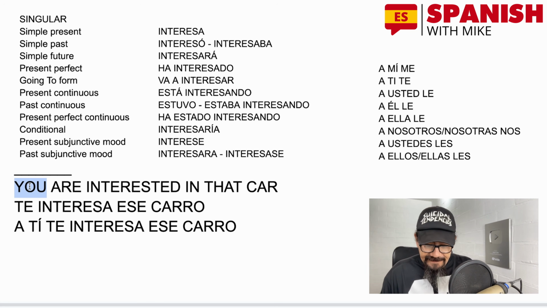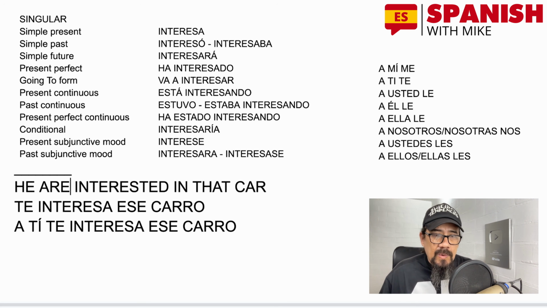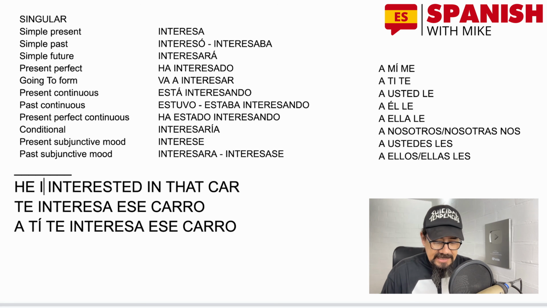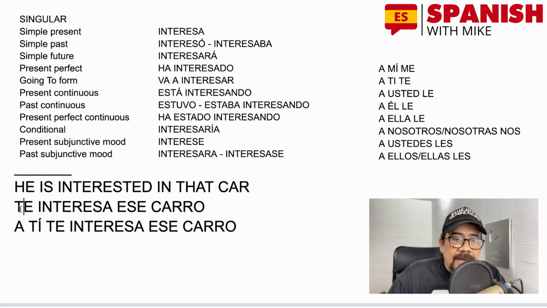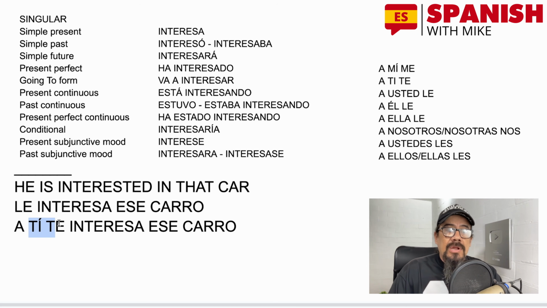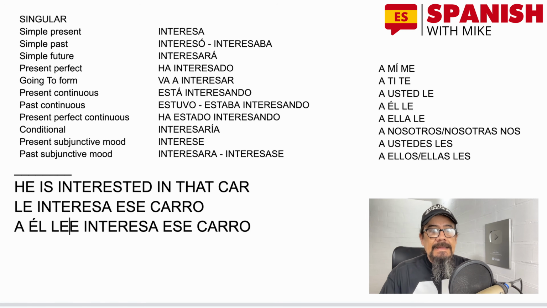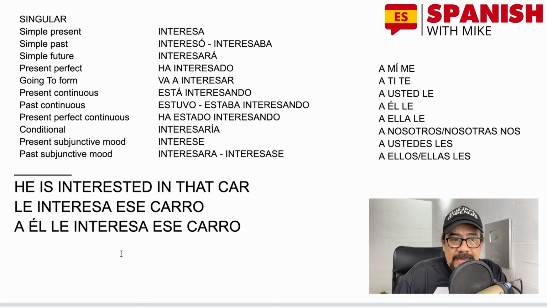How about if it is he who is interested? He is interested in that car. Then I go with le, because that's the indirect object pronoun. And here it would be a él le. A él le interesa ese carro.